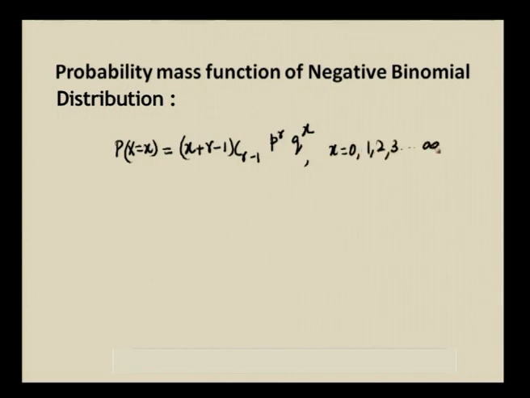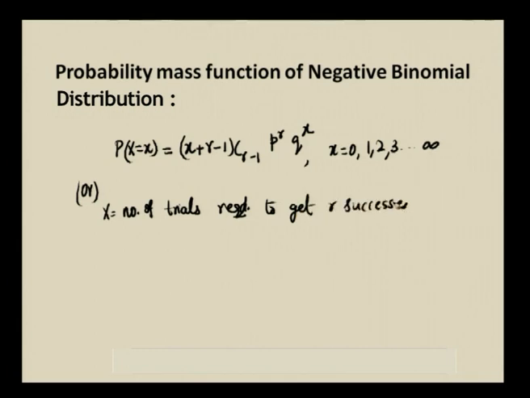In other words, if x is the number of trials required to get r successes, then there is a slight change in the probability mass function, but both denote the same. What is that? P of x is equal to (x minus 1) C (r minus 1) p power r and q power x minus r.